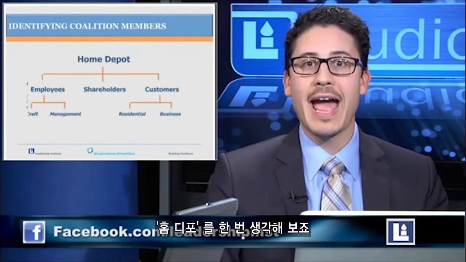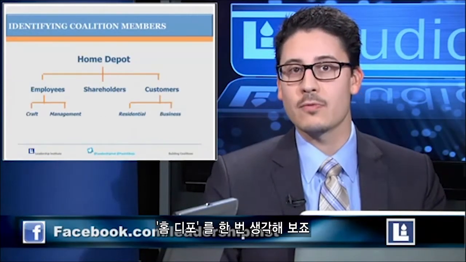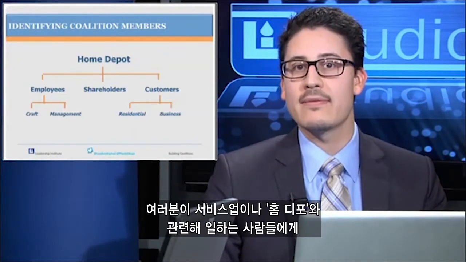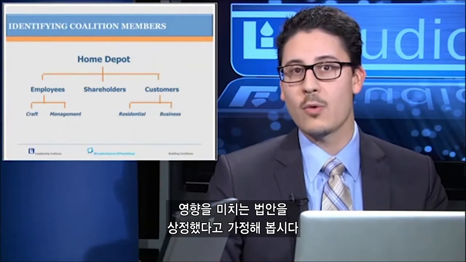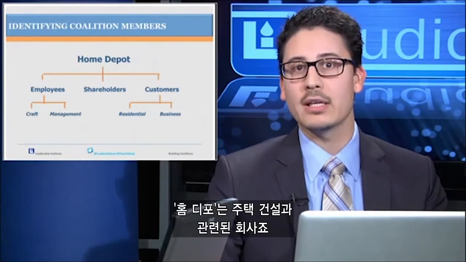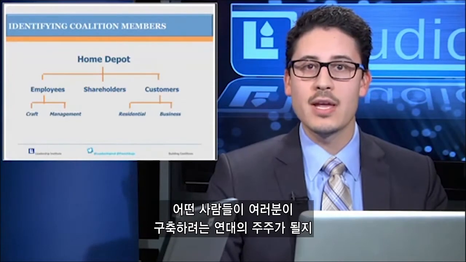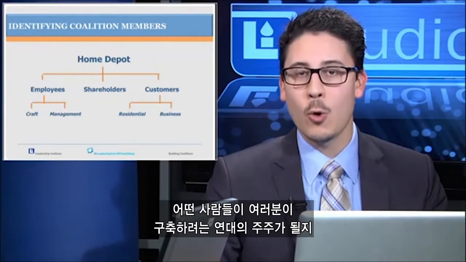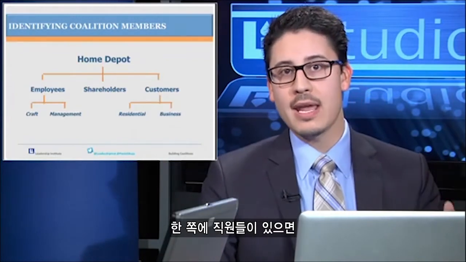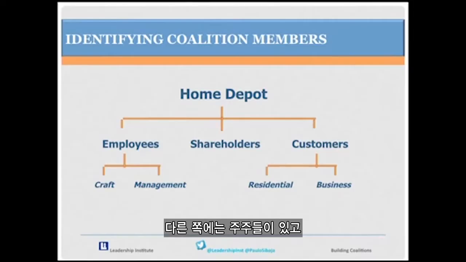So what we're going to do is take a look at Home Depot, for example. If you have a bill that might be affecting the service industry or might be affecting individuals who work within Home Depot, this is a corporation obviously that does home building for yourself. So to help you figure out the stakeholders in your coalition, you want to break it down. On one end, we have employees. On another end, we have shareholders, and then we have customers. This is plain and simple.